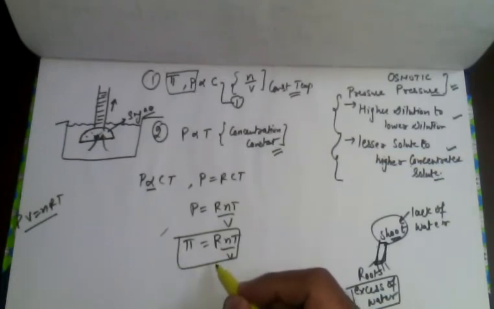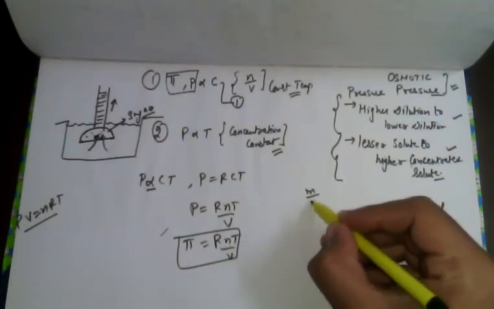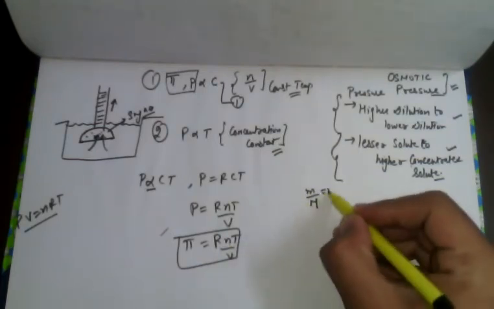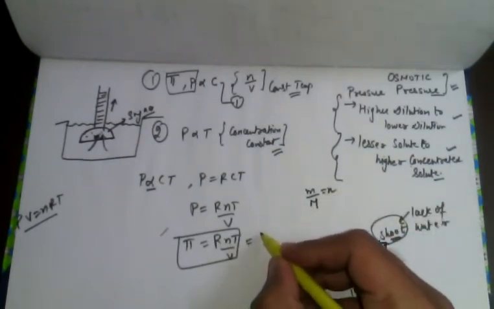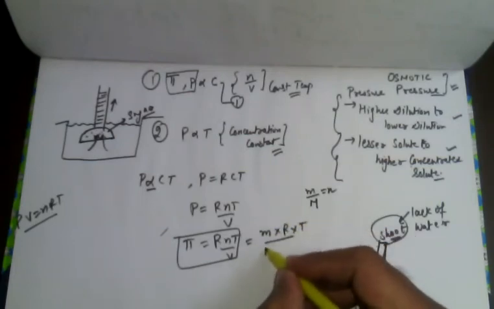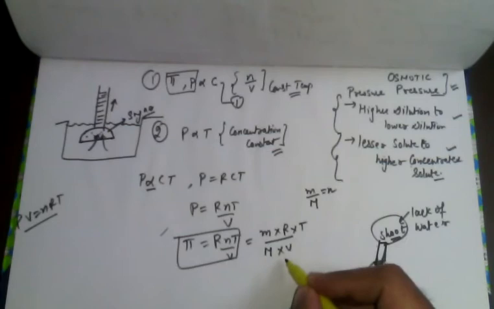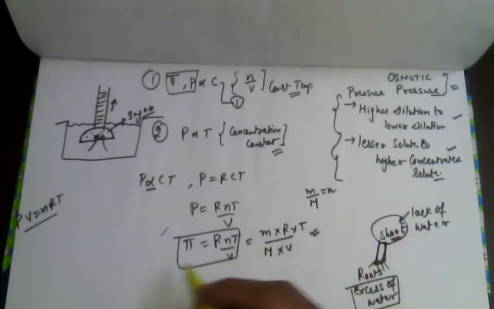So remember two things. Here n is the number of moles. If I write the formula of number of moles as mass divided by molecular mass, and put it in, what will be the formula? We will write the formula as mass multiplied by R T divided by molecular mass multiplied by volume. So this is another formula we have derived, for an isotonic solution.